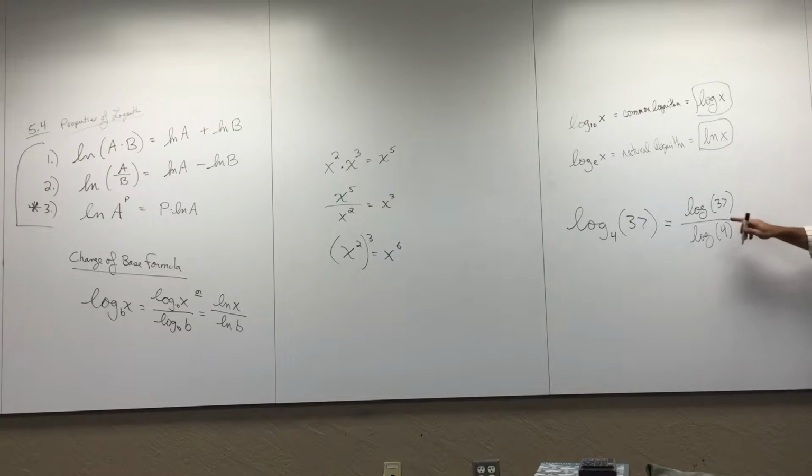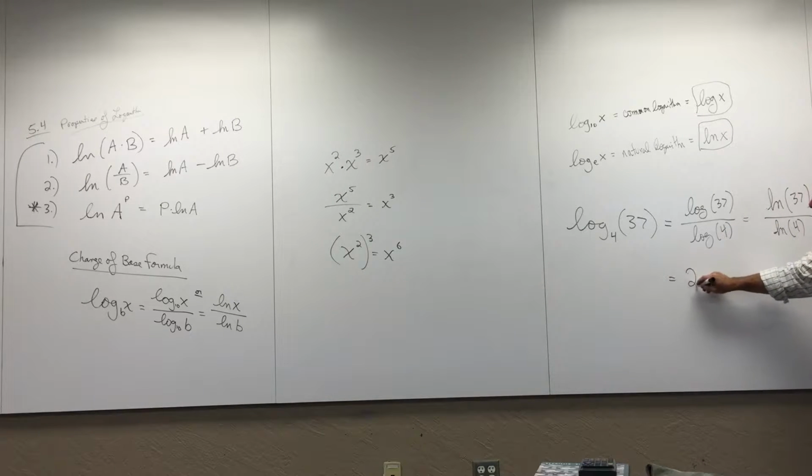And the truth is, it doesn't matter if you use your log button, which is base 10, or you could use your ln button. They should be the same, although that numerator is different than that numerator, and this denominator is different than this denominator. But when you divide these answers, it should be the same thing. And you're saying 2.605. Thank you.